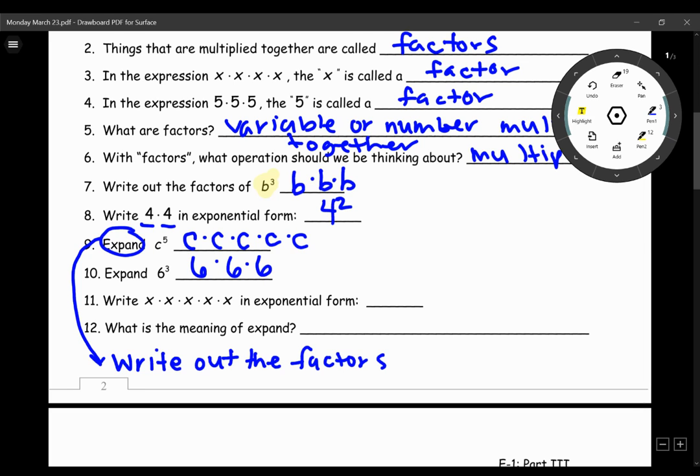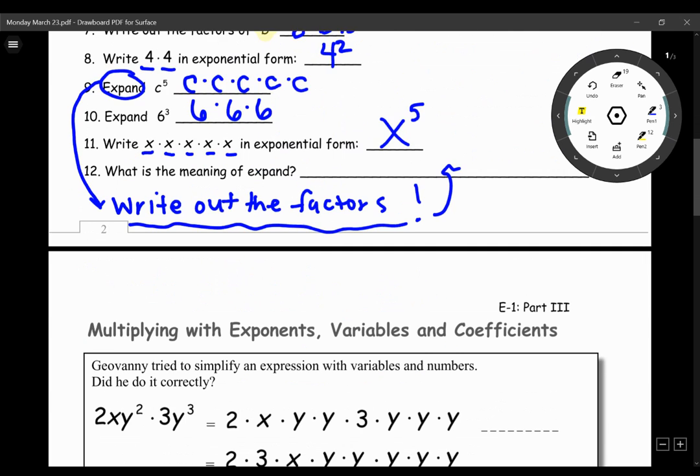All right, so we have write x times x times x times x times x in expanded form. I have 1, 2, 3, 4, 5 x's. My base I know is going to be x, and my exponent is going to be 5. So what is the meaning of expand? Once again, it means to write out the factors. So you can just go ahead and write that up there.